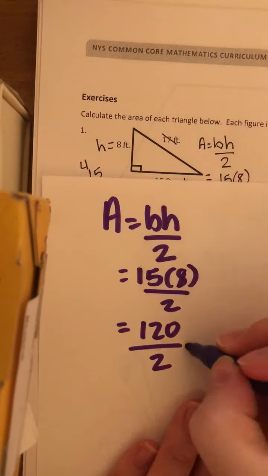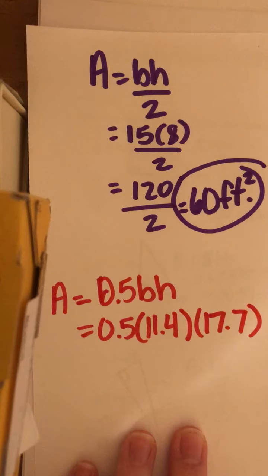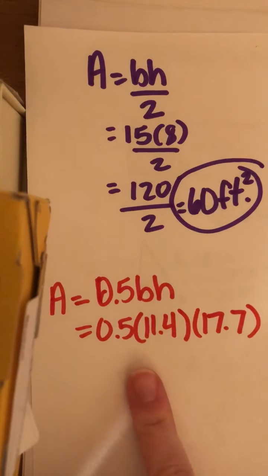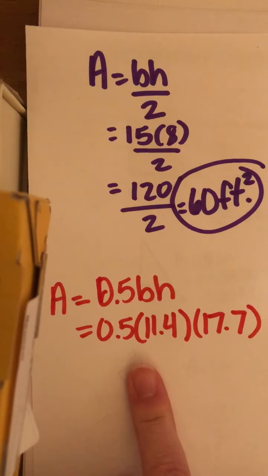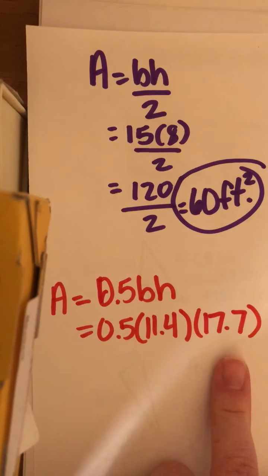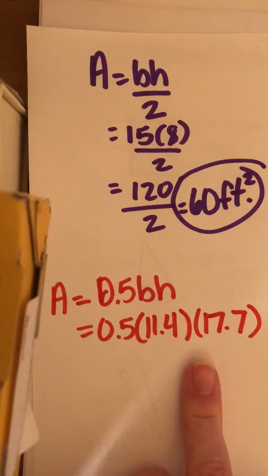0.5 BH, substitute them in, 0.5 times 11.4 times, whoops, you can't see that, 17.7. Now if you've made it this far in the lesson, I'm going to tell you that you can use the calculator. However, you must show every step. That means the substitution, what you are multiplying, and what you get after you use the calculator.